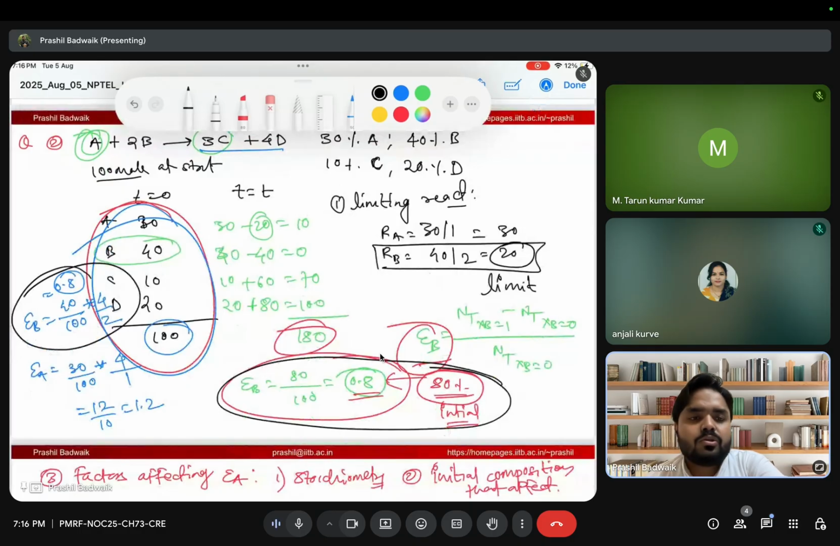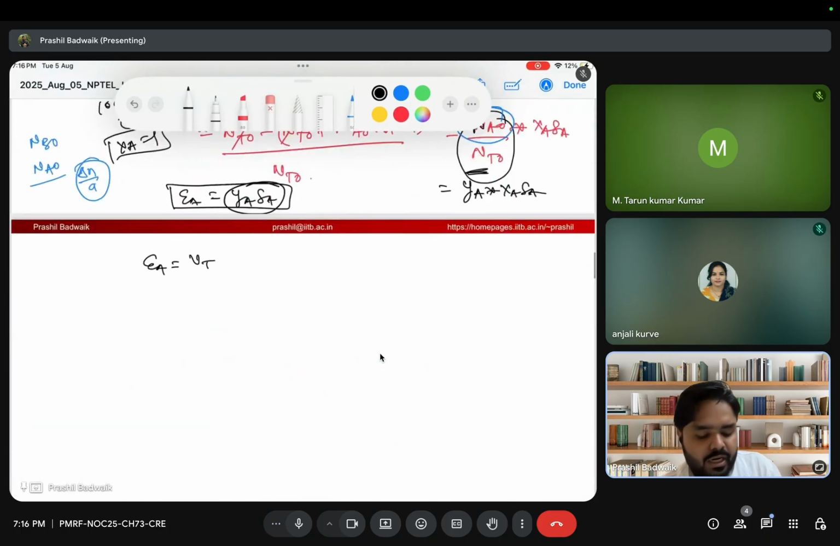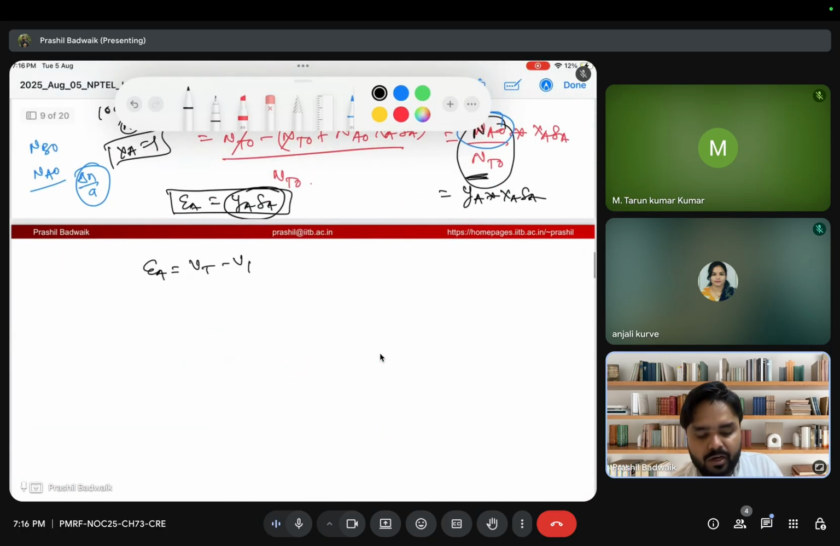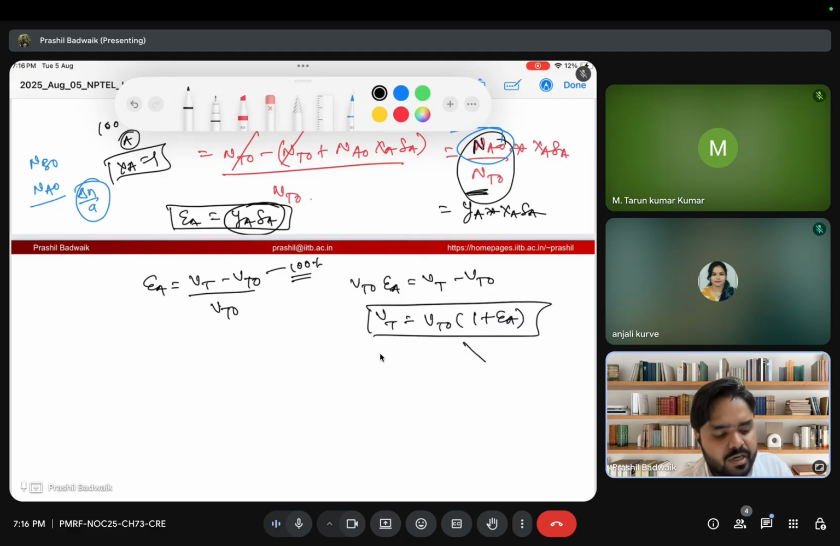Now you can also see, okay, epsilon A is equal to Vt at 100% minus Vt naught divided by Vt naught. This is for 100% conversion. That means Vt naught into epsilon A is equal to Vt minus Vt naught. So Vt is equal to Vt naught into 1 plus epsilon A. So this is the value when there is 100% conversion of limiting reactant.